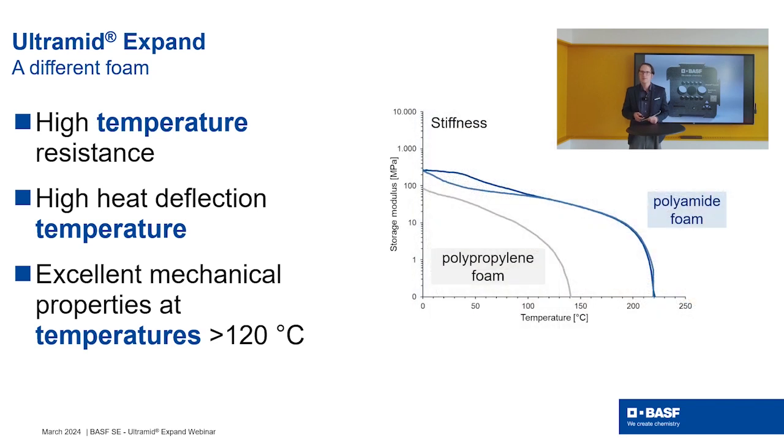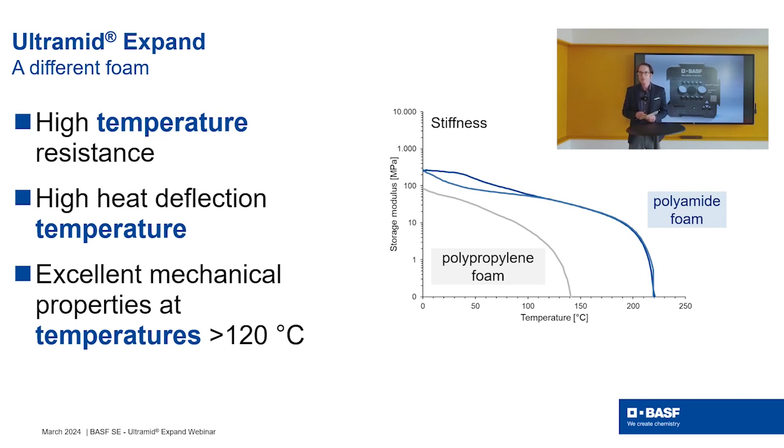To illustrate the good mechanical properties at high temperature, I put a so-called DMTA measurement on this slide. In this diagram you can see the material stiffness on the y-axis and the temperature on the x-axis, and the blue curve belongs to our polyamide particle foam. What you can see here is that the Ultramid Expand particle foam has a relatively high stiffness even at high temperatures above 100 degrees Celsius. At 220 degrees Celsius we reach the melting point, and then the material just melts.